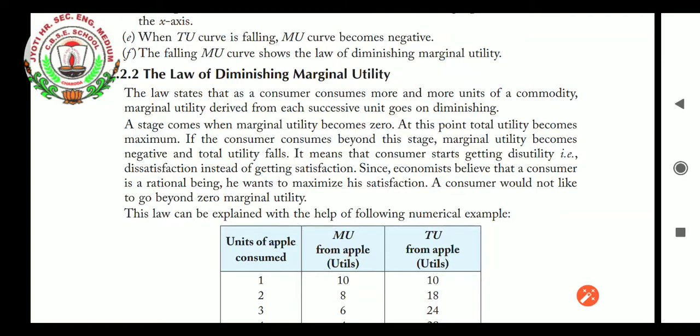It means that the consumer starts getting disutility, that is dissatisfaction, instead of satisfaction. Since economists believe that a consumer is a rational being, he wants to maximize his satisfaction. A consumer would not like to go beyond 0 marginal utility. This law can be explained with the help of the following numerical example.